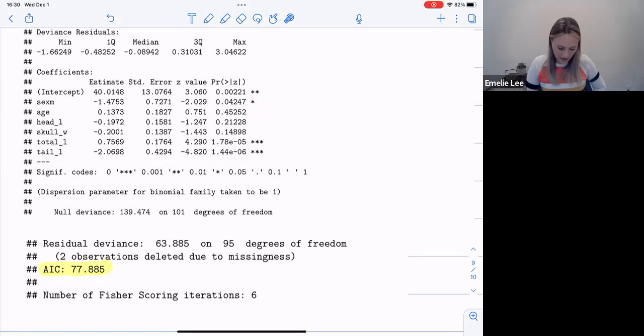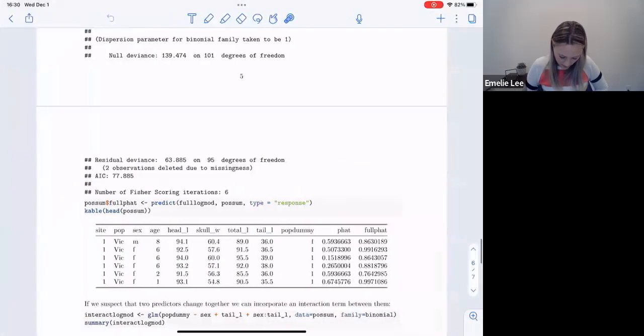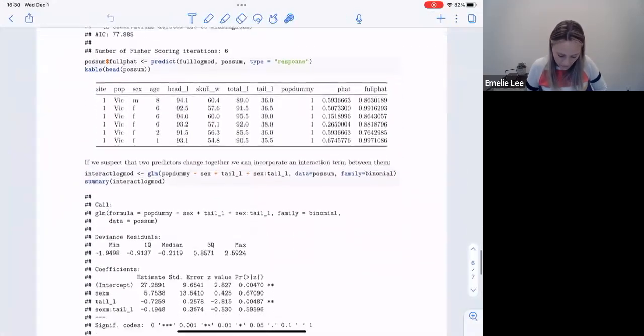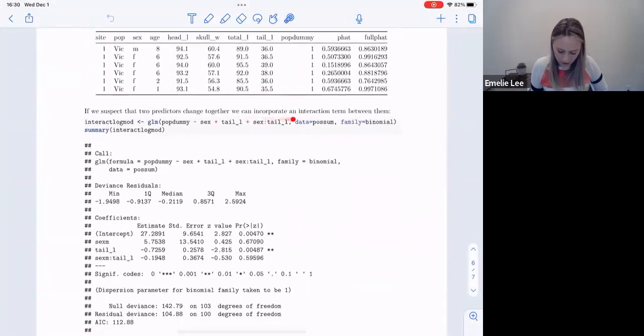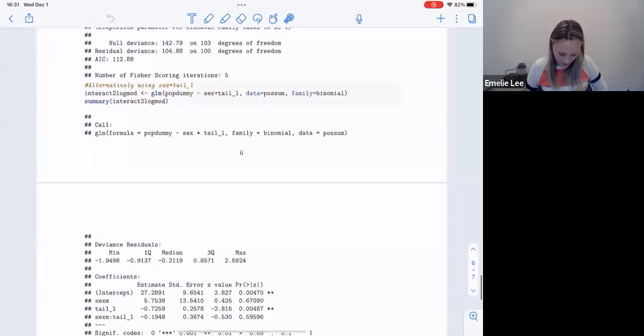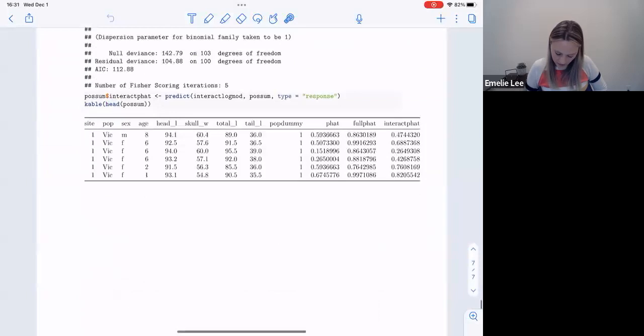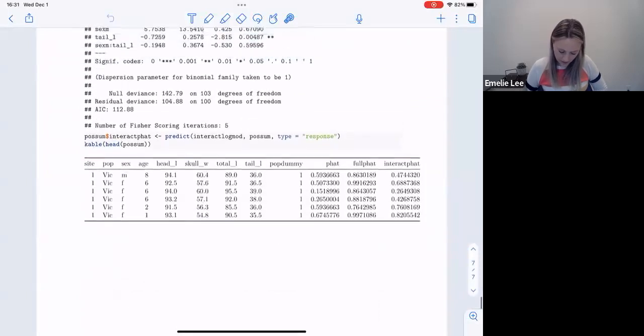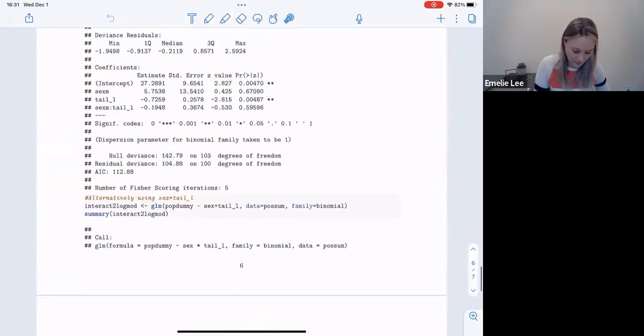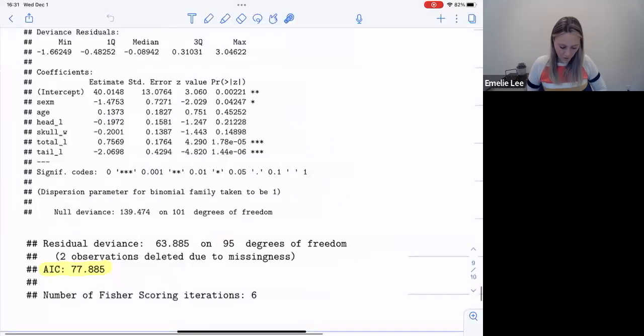Okay, let me just go back to this example. I also introduce an interaction term here, but you guys don't have to use the interaction term. It's okay if you want to, but you don't have to do it. So I'm going to skip it. And that's it.